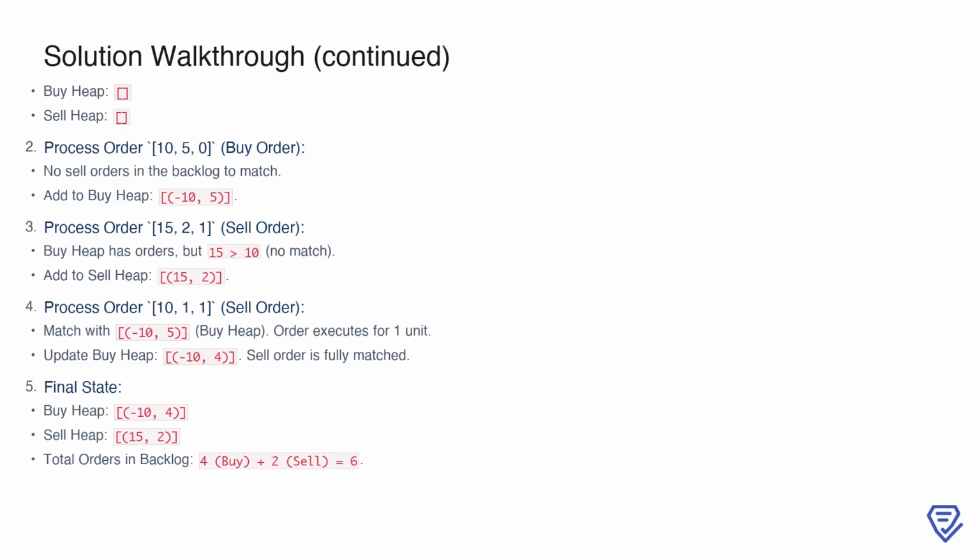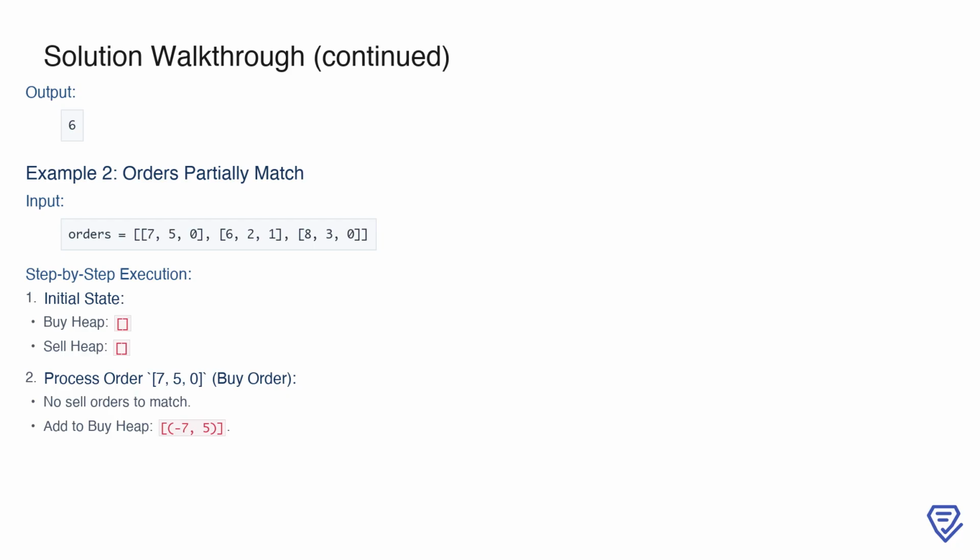Finally, we process the third order, 10, 1, 1, which is a sell order for 1 unit at a price of 10. This price matches an existing buy order in the heap, so the order is partially executed. 1 unit is processed, reducing the buy heap to -10, 4, and the sell order is fully matched, leaving the sell heap unchanged. At the end of these operations, the total orders in the backlog are 4 units in the buy heap and 2 in the sell heap, for a total of 6.